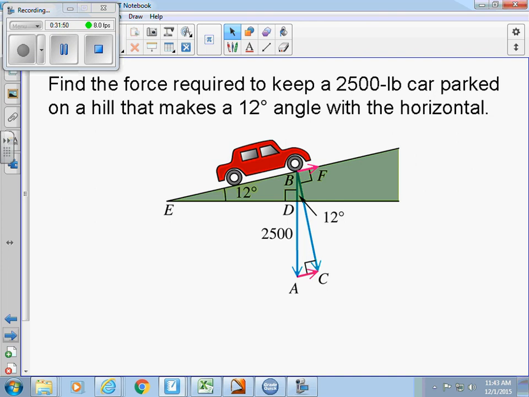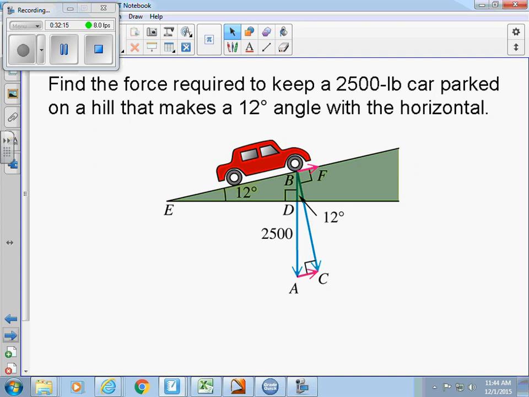So the car's weight is 2,500 pounds. I need to know the force. I'm looking for the magnitude of the pink line. That's what I want to know, the magnitude of the pink line. The car's weight, which is due to gravity, so it's a straight down force, is 2,500 pounds. Does that make sense?